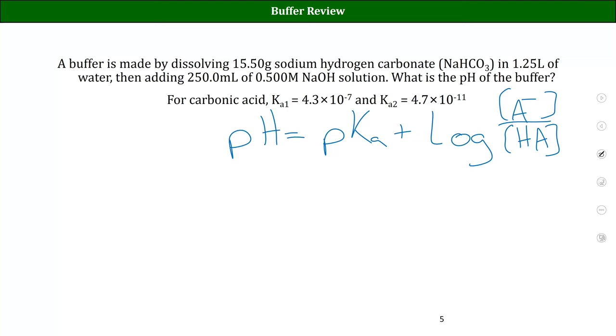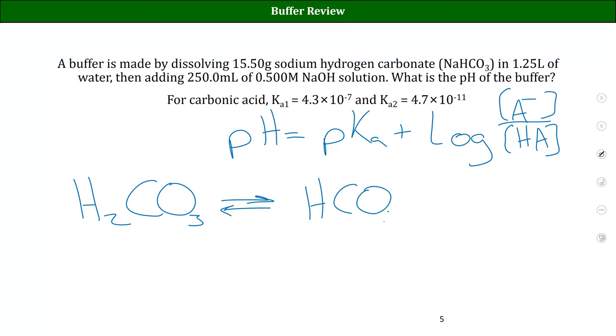So how do we figure that out? Let's tackle the Ka issue first. That's probably a quicker question worth thinking about. We have two different Ka values for carbonic acid. Which Ka value are we going to use? It happens one at a time, right? But what is the process we're starting with? Carbonic acid reacts to make hydrogen carbonate, which then reacts to make carbonate.